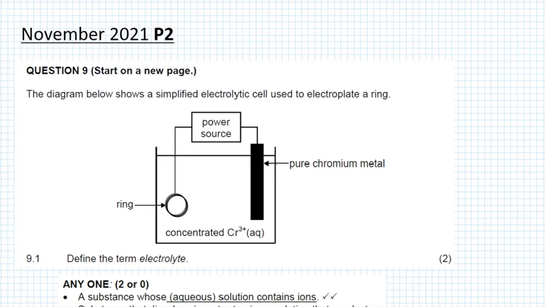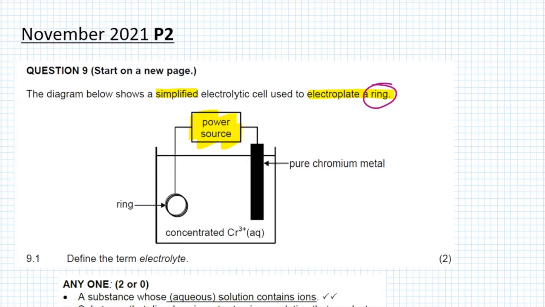The question says, the diagram below shows a simplified electrolytic cell used to electroplate a ring. And we can clearly see that this is an electrolytic cell because it is connected to a power source, or rather as part of the cell, we have a power source. What is always important is to understand the context when you're dealing with an electrolytic cell. And here we would like to electroplate a ring, which means that we would like to form a thin layer of a specific metal on the ring.